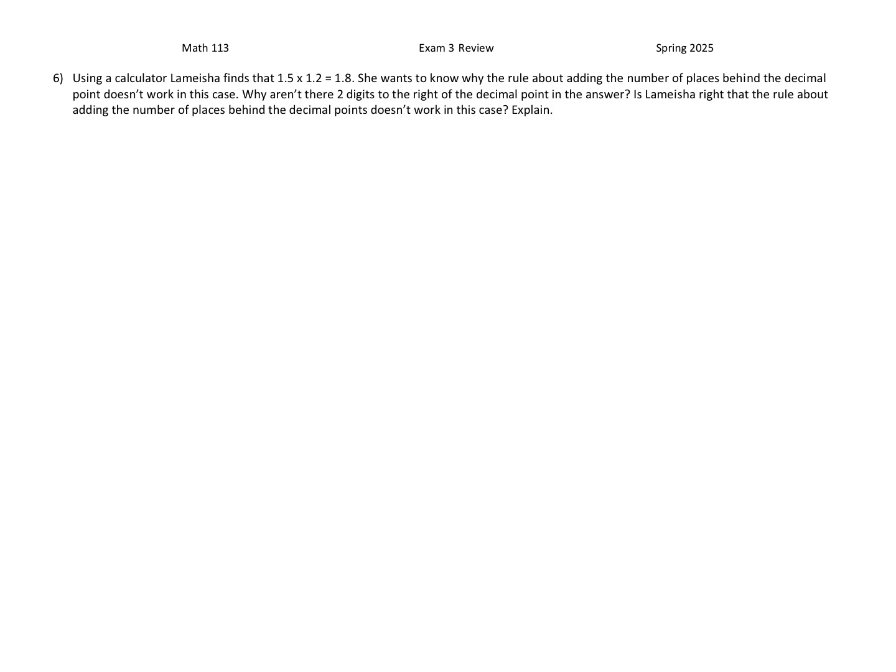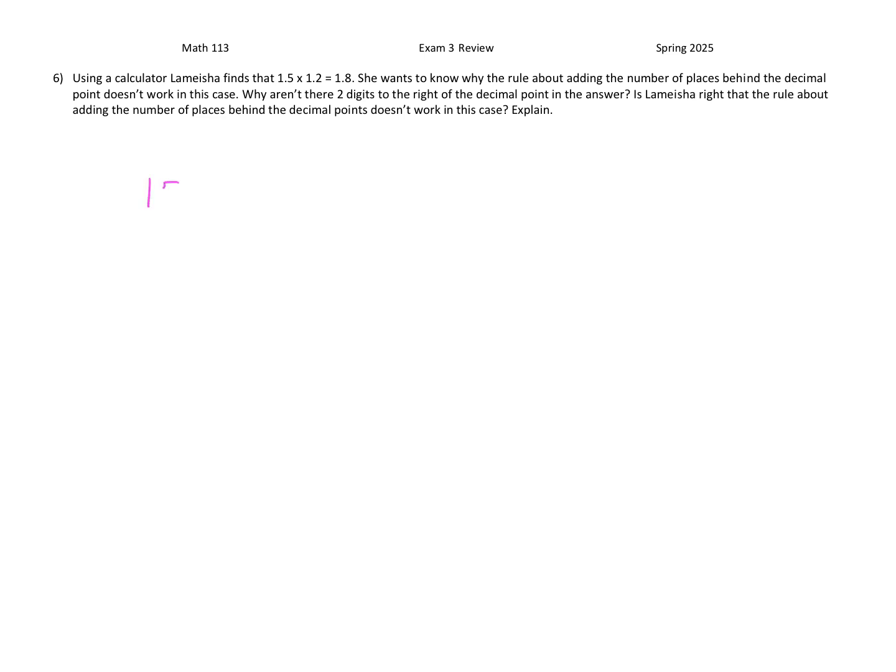Using a calculator, Lamisha finds that 1.5 times 1.2 is 1.8. And she's asking, why does this rule about adding the number of places behind the decimal point not work in this case? Right? 1.5 has one place after the decimal, 1.2 has one place after the decimal. There should be two places after the decimal in the answer. Okay, well, let's just do the whole problem and see what happens.